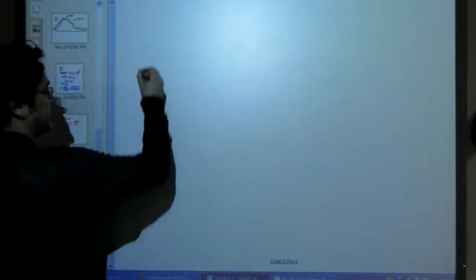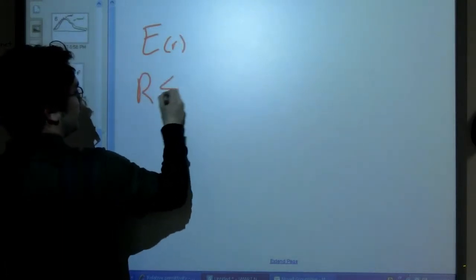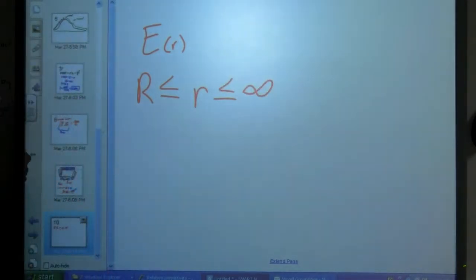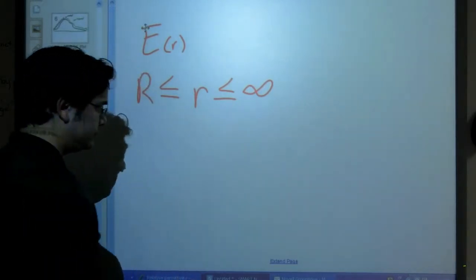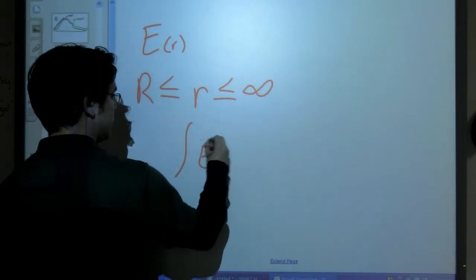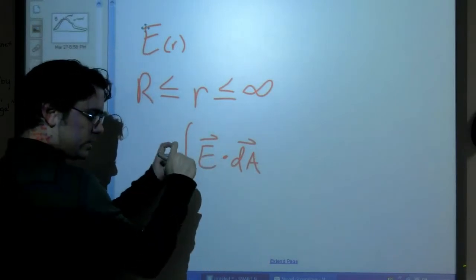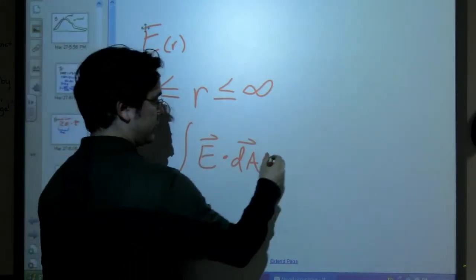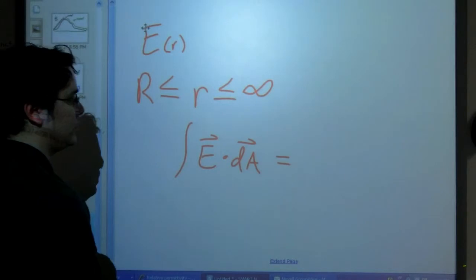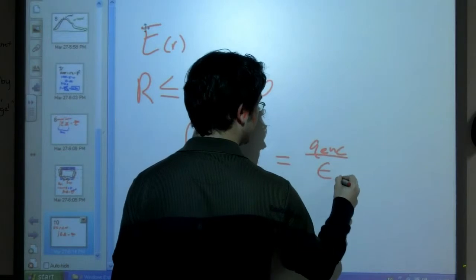And that leads us to our next section. So we're going to look at the electric field as a function of r. This time we're going to go from capital R is less than or equal to little r is less than or equal to infinity. Okay? So now, I've got my region here. I've got an idea of what I'm doing with my shape, so I'm going to do my electric field dotted with my little tiny piece of area, and then I'm going to integrate this so I can get how the electric field interacts with the entire area. That'll be my flux, is equal to Q enclosed divided by epsilon naught.